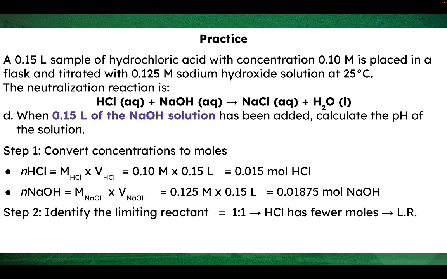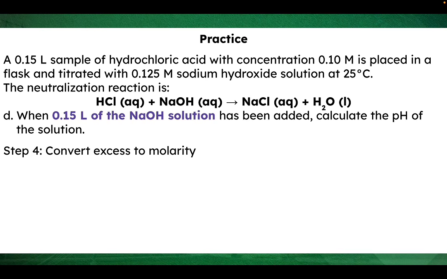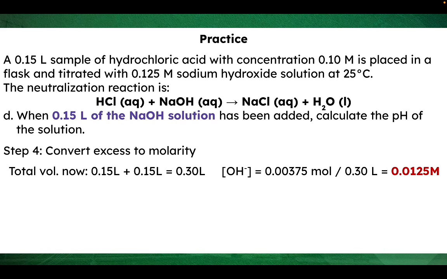You are above the equivalence point. You don't have HCl anymore. So the excess moles would be 0.01875 minus 0.015. This is equal to 0.00375 mole NaOH. Then we convert this to molarity. The volume now is 0.15 plus 0.15 NaOH. This will give you 0.30 liters. So to get the hydroxide ion concentration, that would be 0.00375 mole over 0.30 liters. This will give you 0.0125 molar.